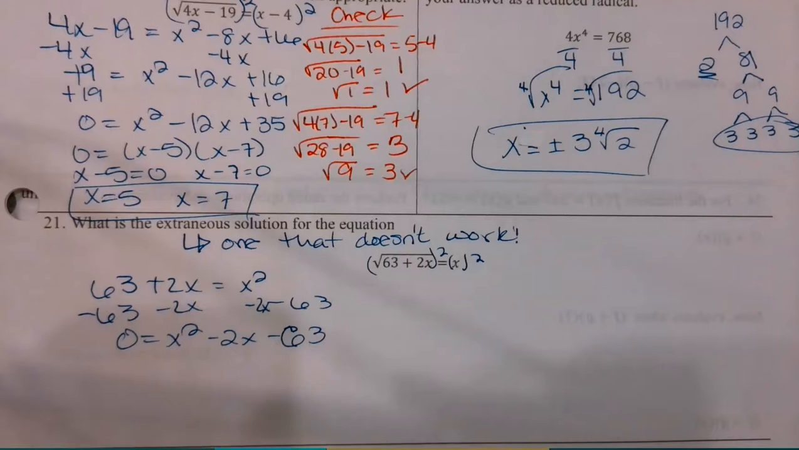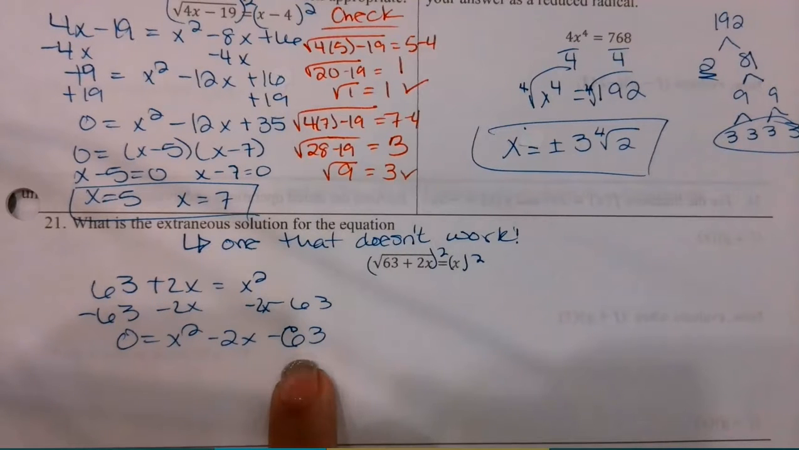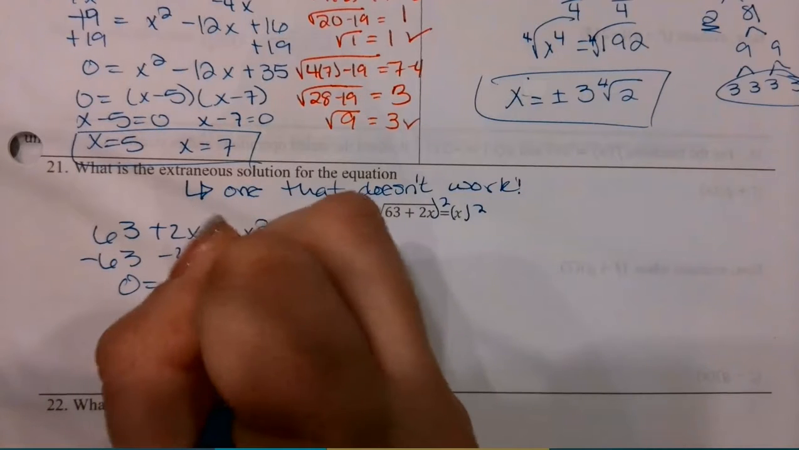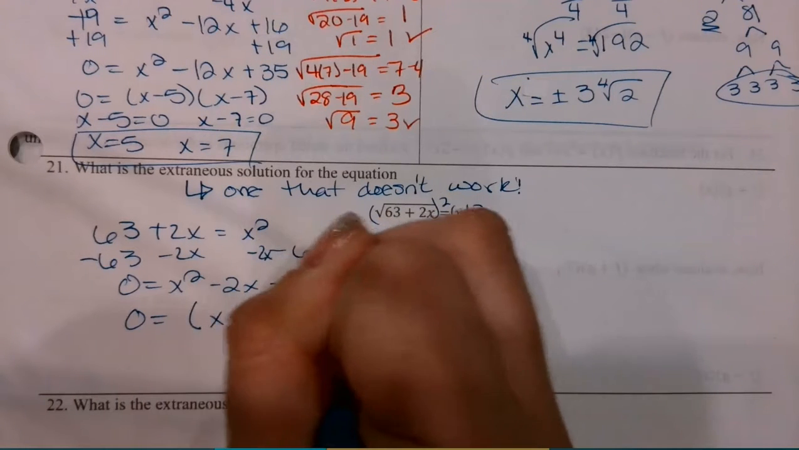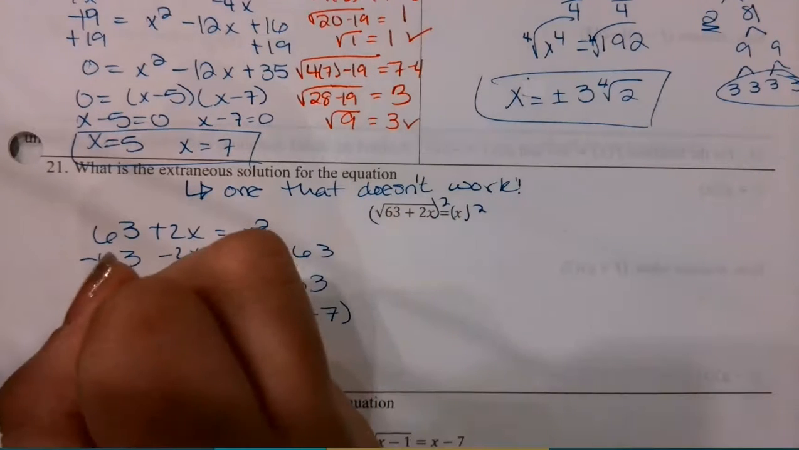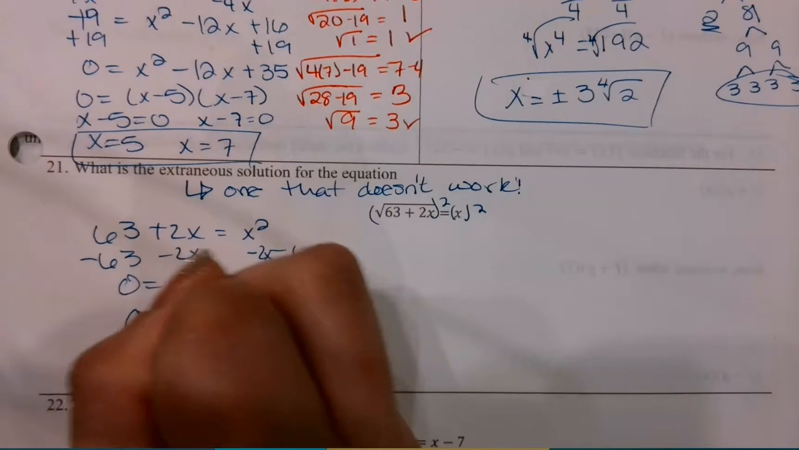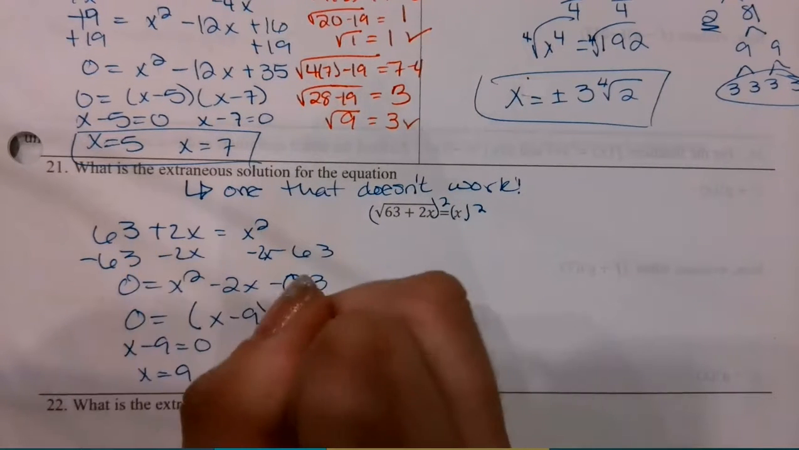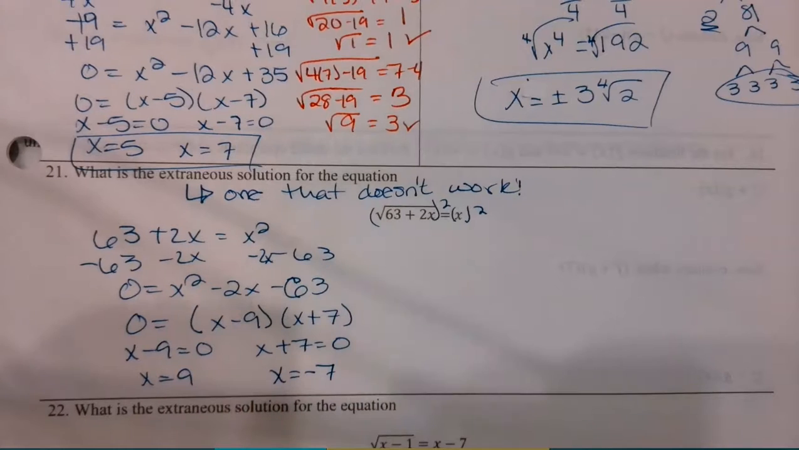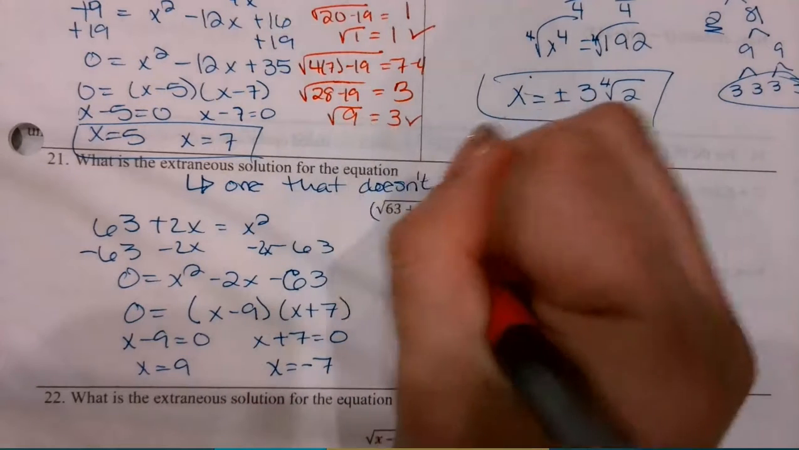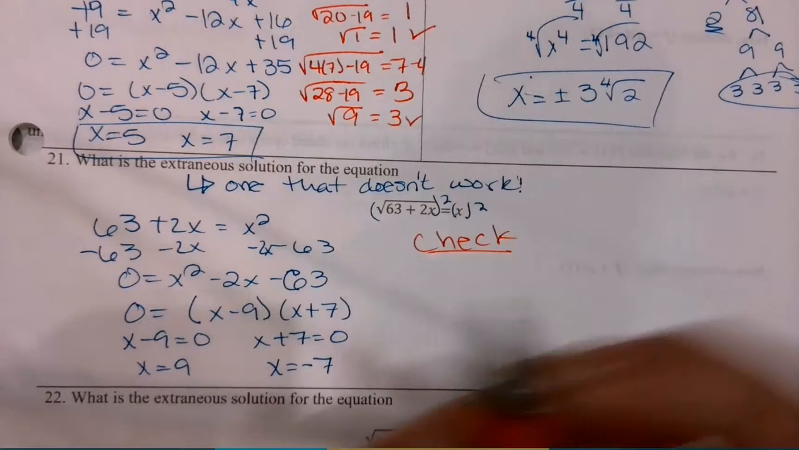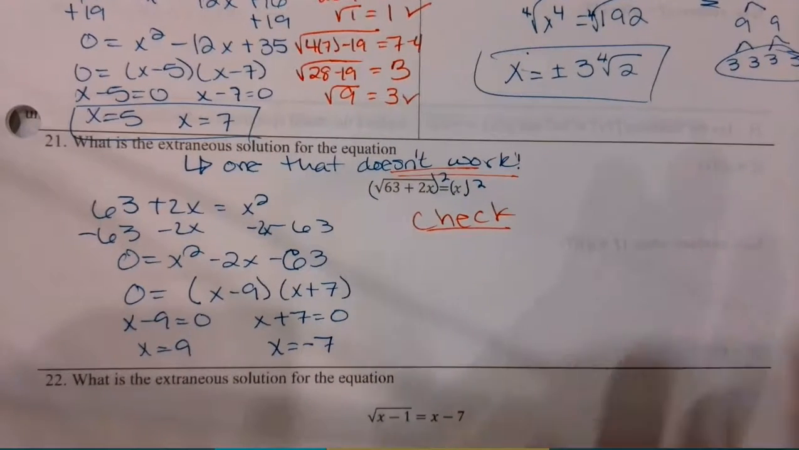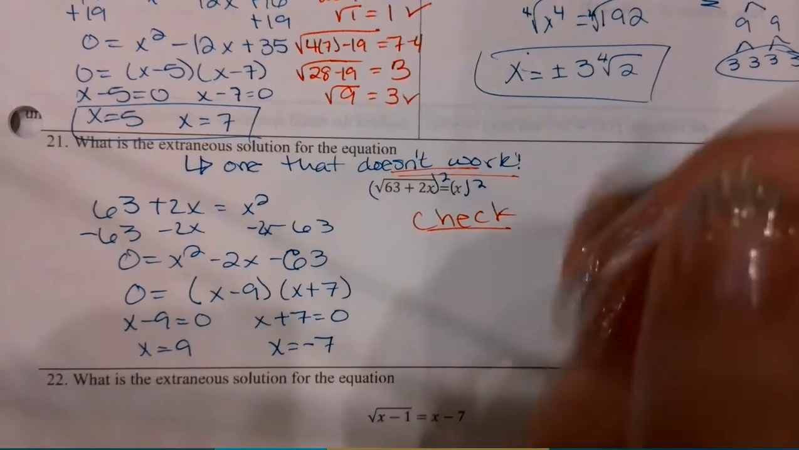I want to look for what multiplies to negative 63 and adds to negative 2. That is going to be negative 9 and positive 7. I set each of those equal to 0, and I get x equals 9, x equals negative 7. And now I want to go ahead and do my check. This question is trying to trick me. I'm looking for the one that doesn't work, so the one that does work is not my answer for this question.